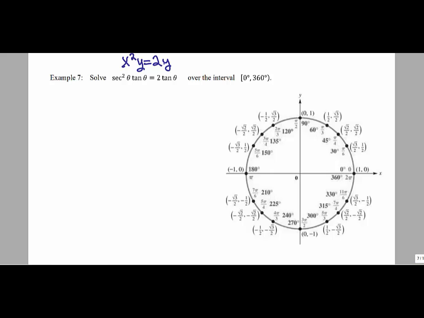The first thing that we want to try, especially if we have two different trig functions, is to attempt to bring everything over to one side and factor. So let's try that first. And if that doesn't work, then we can try something else. But let's first try to bring everything over to one side and factor. So let's subtract 2 times tangent theta from both sides of the equation. So minus 2 times tangent theta equals 0.